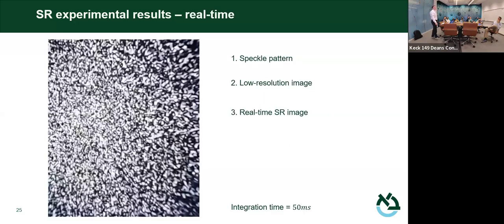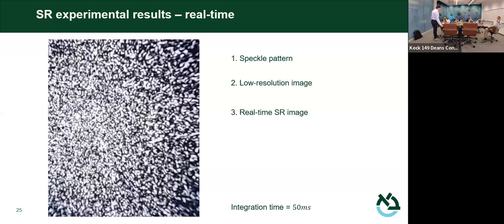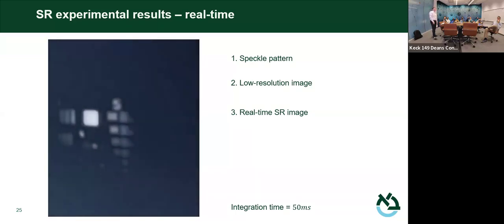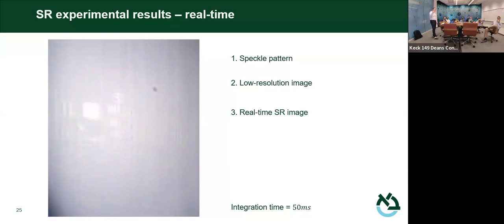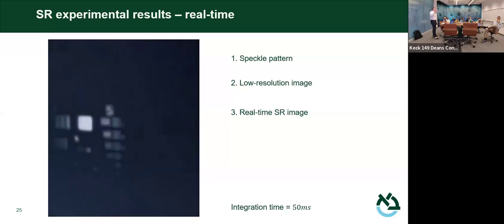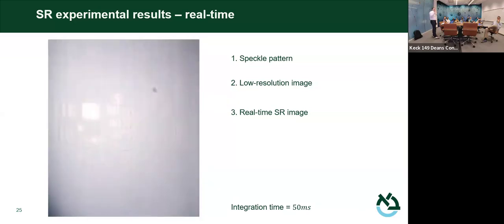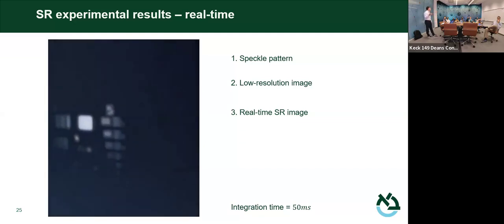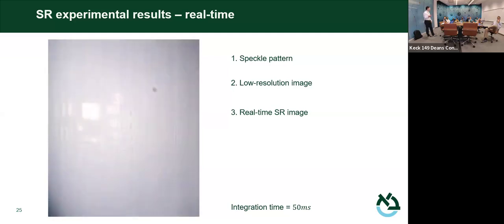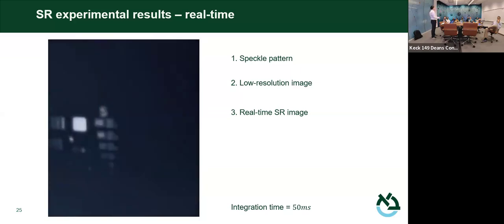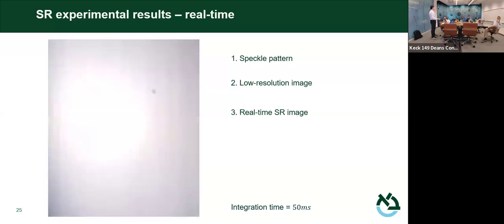And to convince you that this really happens in real time, here is a movie of what we did in the lab. You saw the speckle pattern, then the low resolution image, and what you see here is the real-time super resolved image. The integration time here is 50 milliseconds. So basically you see 20 frames per second. And you see that this is excellently stable. You just have a video of super resolved images of your object.